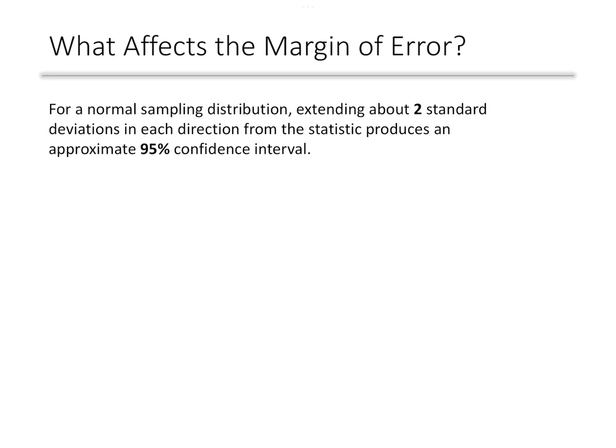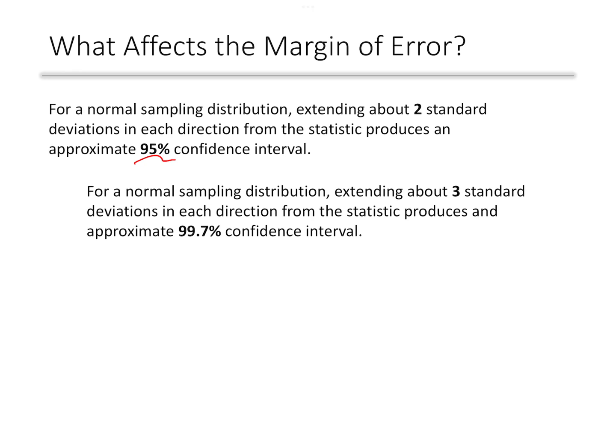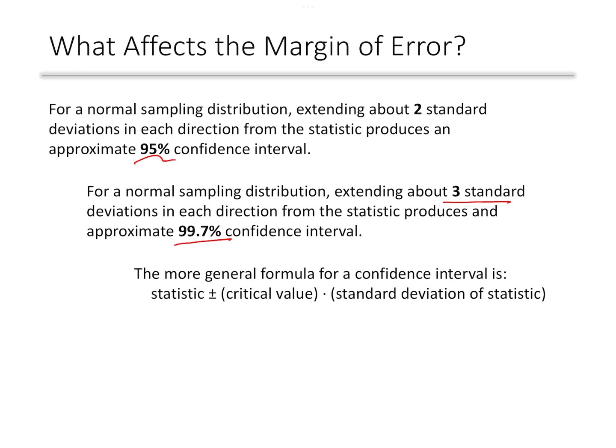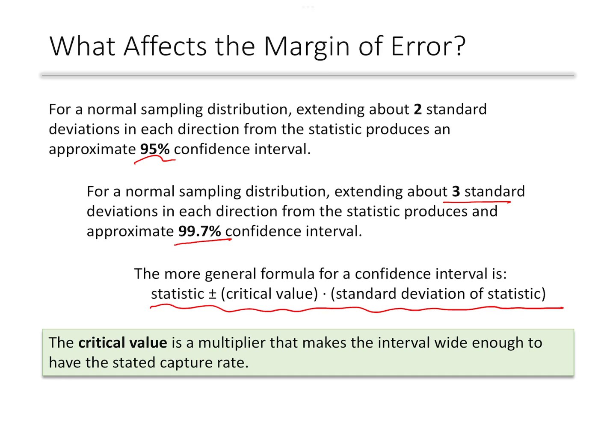So what affects the margin of error? For a normal sampling distribution, extending about 2 standard deviations in each direction will give us approximately a 95% confidence interval, okay? For a normal sampling distribution, 3 standard deviations is about a 99.7% confidence interval. The more general formula for our confidence interval is the statistic plus or minus a critical value times our standard deviation. We'll get into exact formulas for each one as we go, but this is the general formula on your formula sheet. Okay, so the critical value, what is it? It's a multiplier that makes the interval wide enough to have the stated capture rate. Depending on if we're 80, 85, 90, 95, whatever our percent is, that's going to change this critical value.